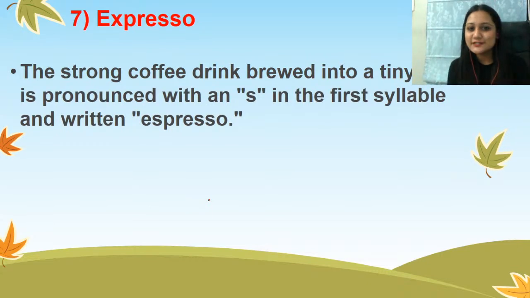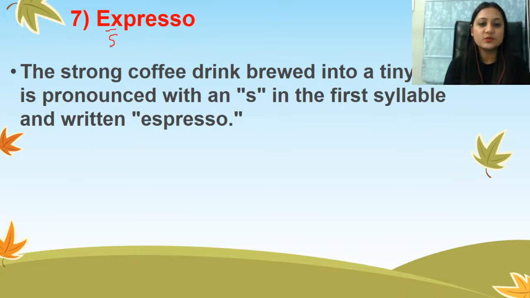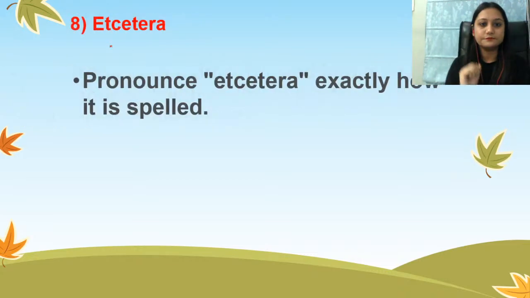Next is espresso. That is coffee, right? So it is incorrect to say "expresso." It is espresso. This X will not be pronounced as X, right? So it will be called espresso, right? It is espresso, not expresso.